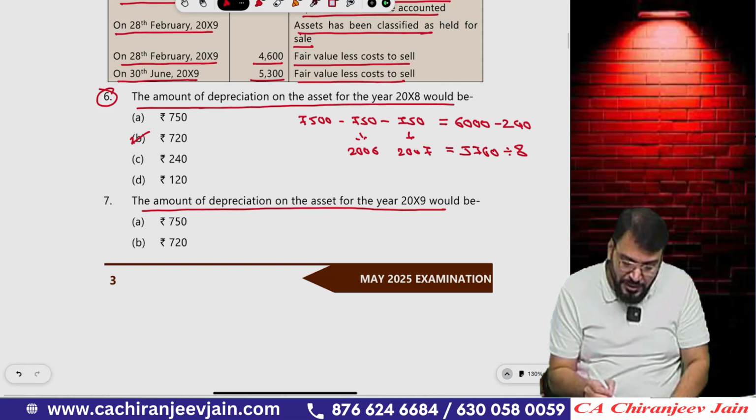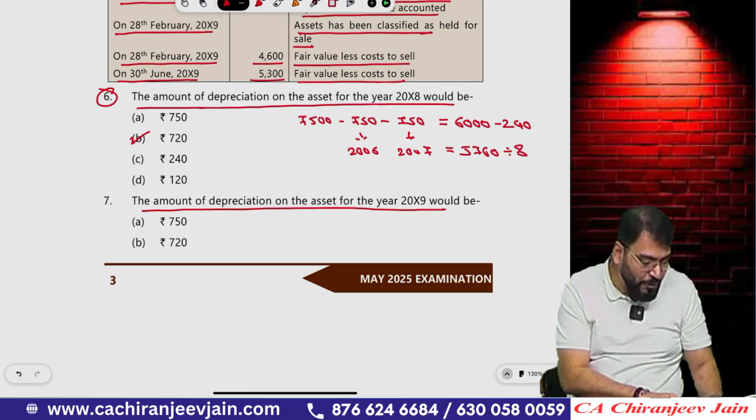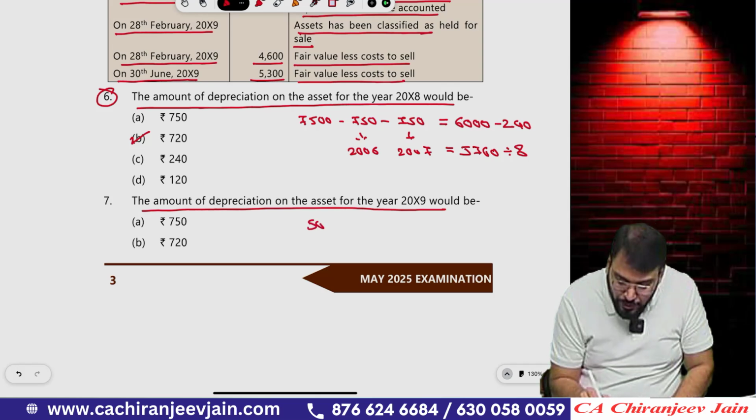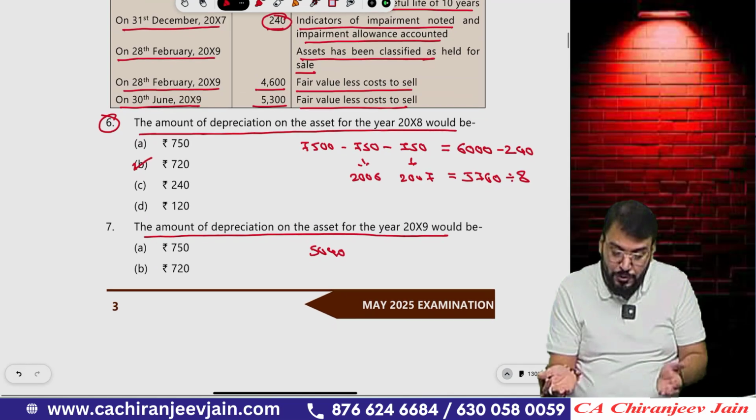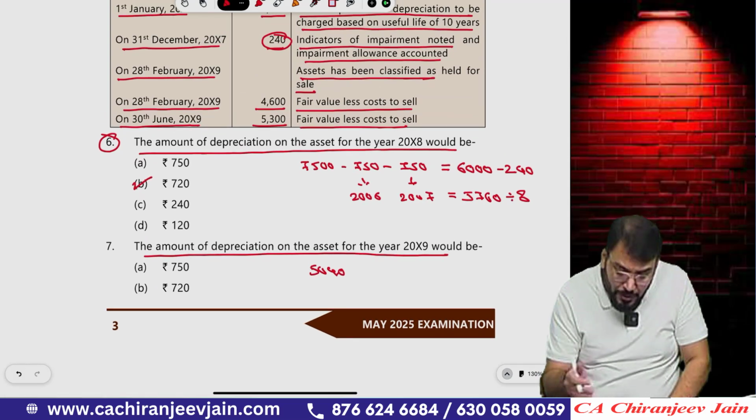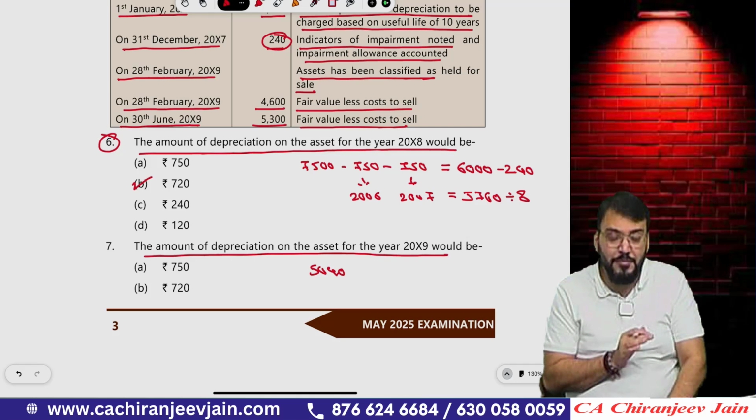Okay, sir. It means what is the carrying amount? The carrying amount is 5,760 minus 720. So the carrying amount is 5,040. Correct? Now the useful life is how much? 3 years have expired.